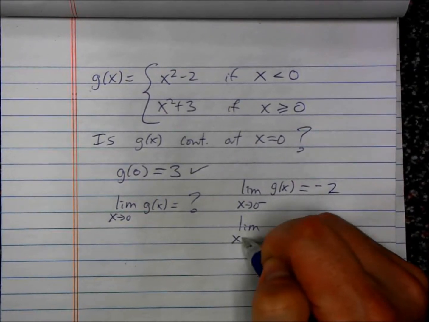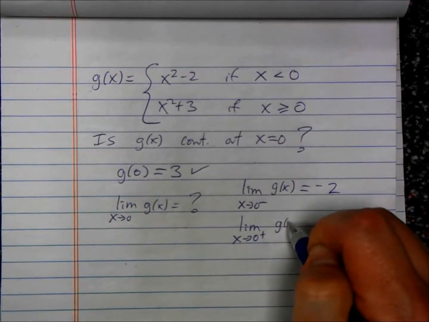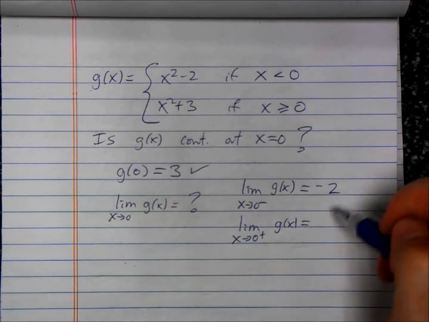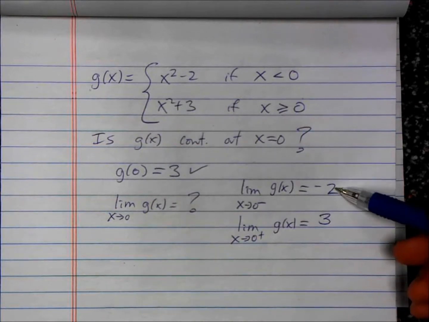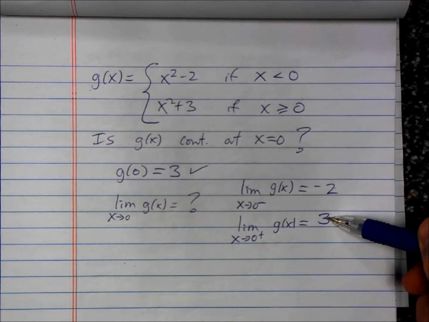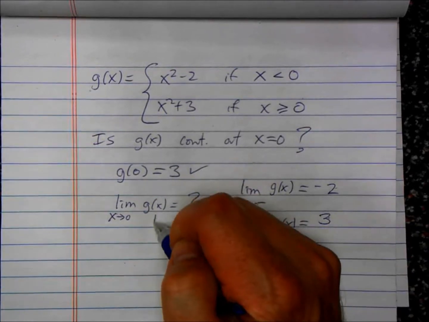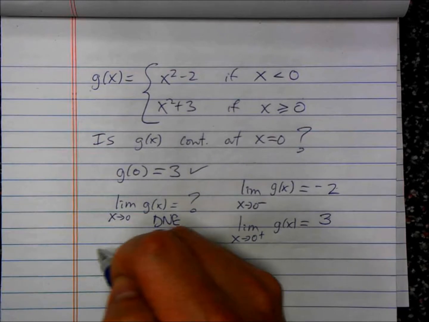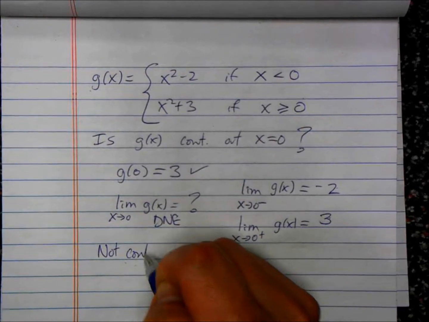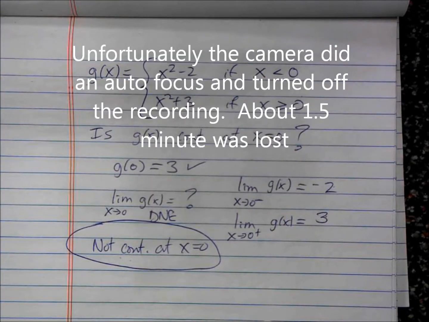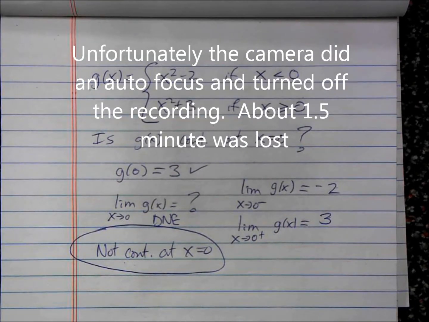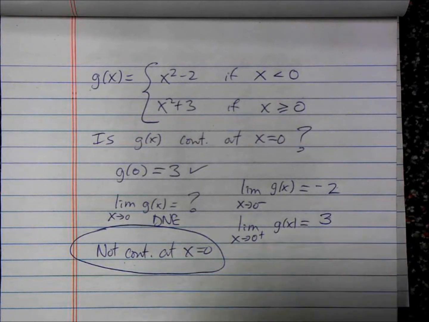And the limit as x approaches 0 from the right of g of x is 3, because bigger than 0, I use this rule. The limit from the left and the limit from the right are not equal. So overall, the limit does not exist. So our answer would be not continuous at x equals 0. It failed rule number 2. The limit did not exist, therefore it's not continuous. All right, let's see what that one looks like.